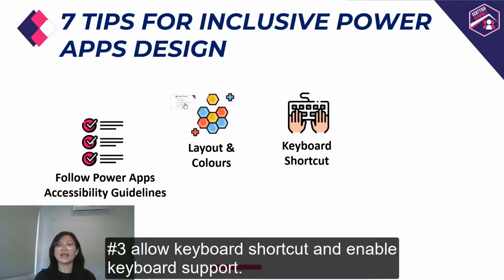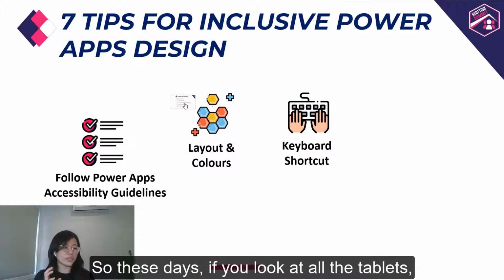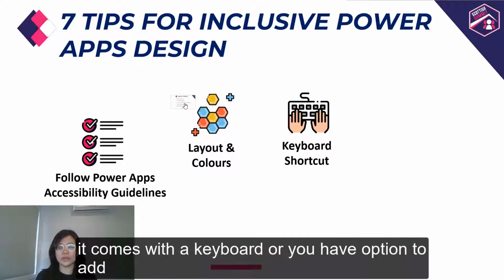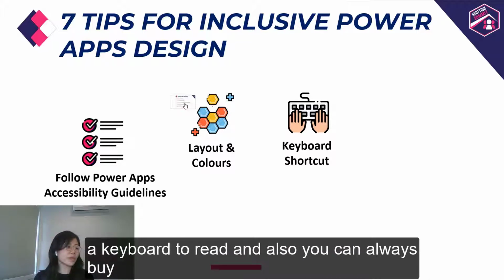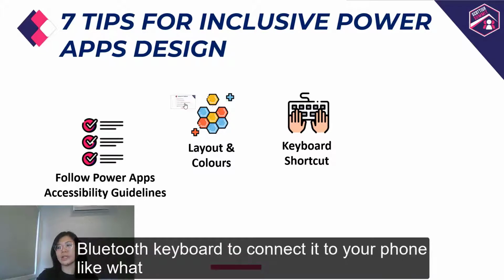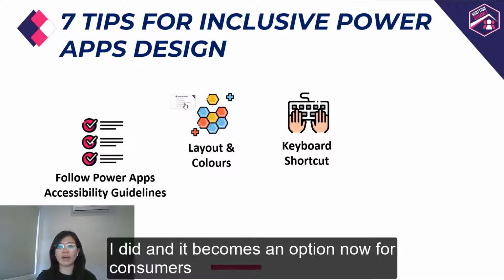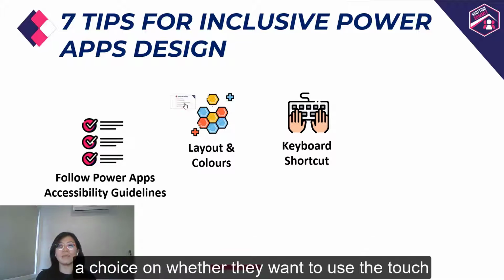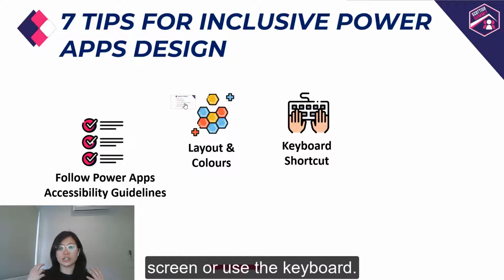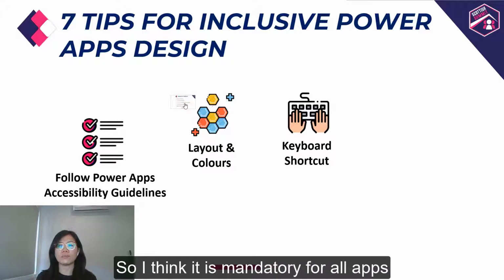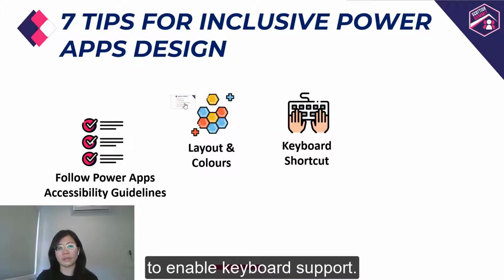Number 3, allow keyboard shortcuts and enable keyboard support. So these days, if you look at all the tablets, they come with a keyboard. You have an option to add a keyboard to it. And also you can always buy a Bluetooth keyboard to connect it to your phone, like what I did. And it becomes an option now for consumers, a choice on whether they want to use the touchscreen or use the keyboard. So I think it is mandatory for all apps to enable keyboard support.